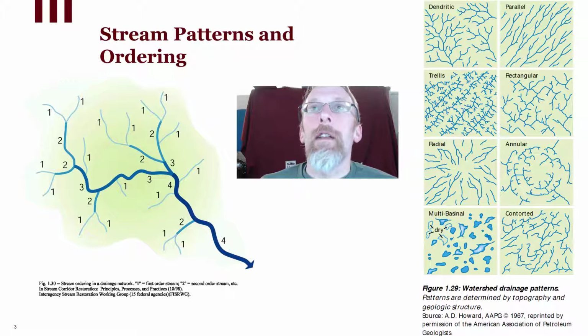The parallel pattern, which we didn't talk about there in the upper left, is where you have a steady slope that drains in one direction. So maybe we have streams draining off of a large glacial plain that's sloping away to the southwest or lower left corner of that picture.